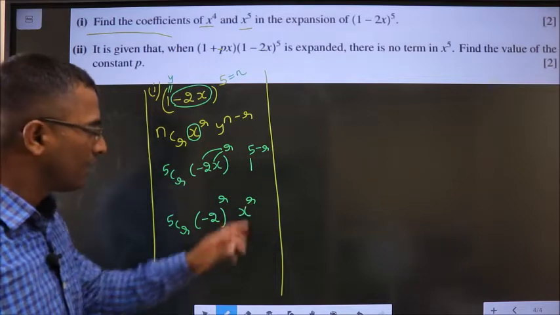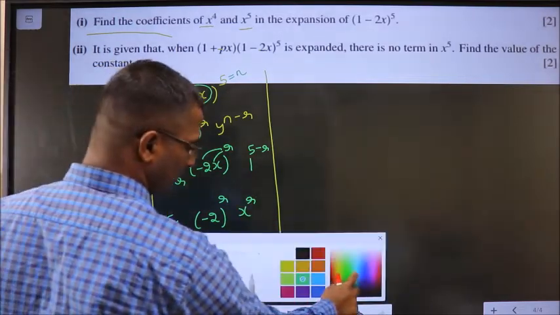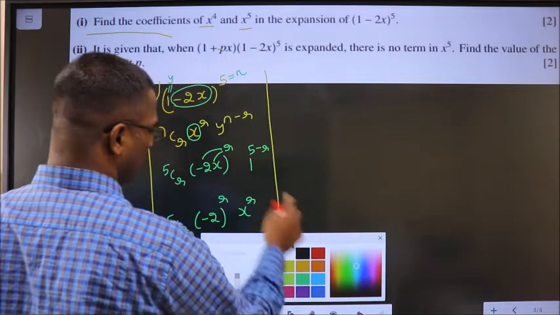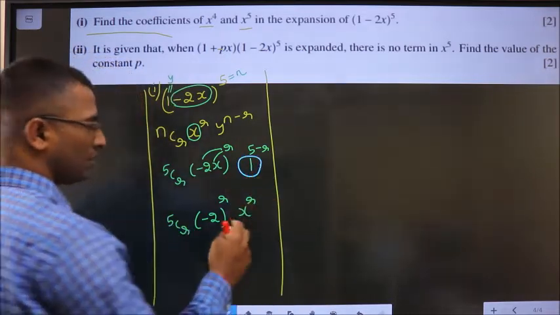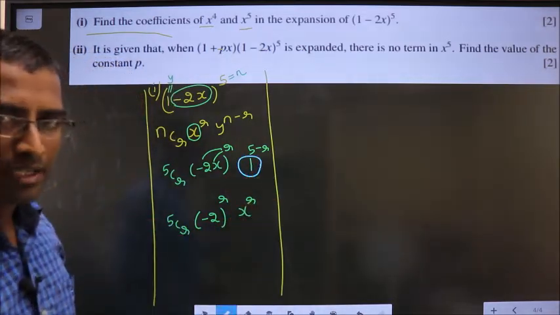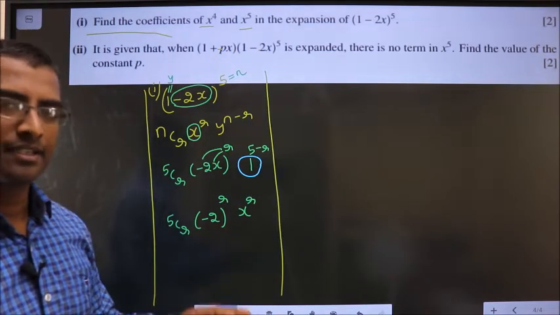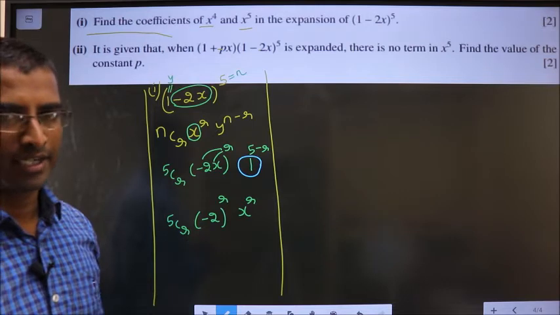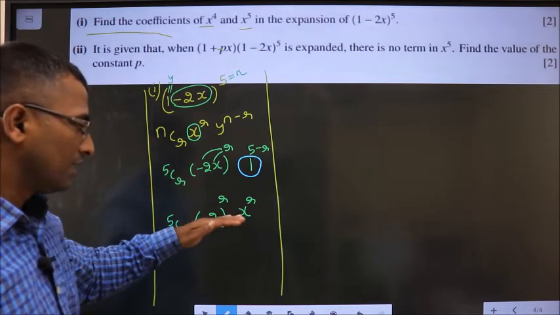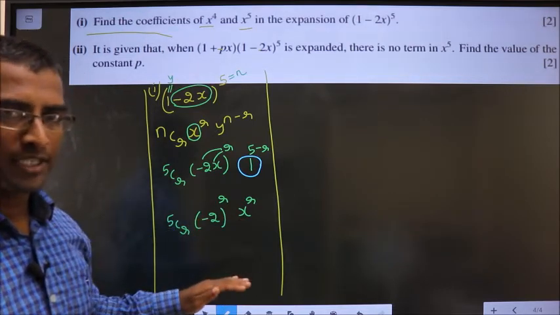Next, here you have 1. 1 power anything is 1. So whether you write or you do not write, it's not going to make any change. So I am not writing 1. Clear? This cannot be simplified further, so I stop.